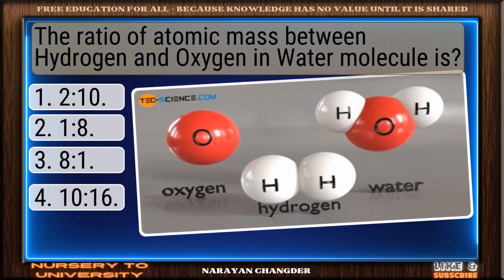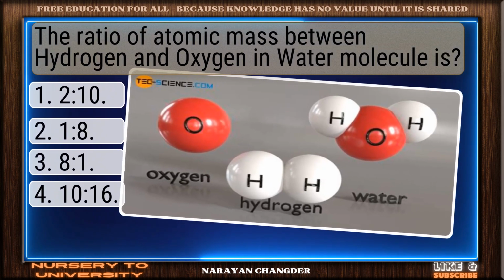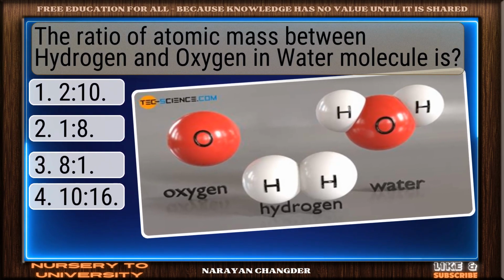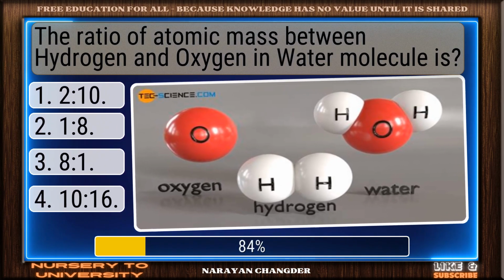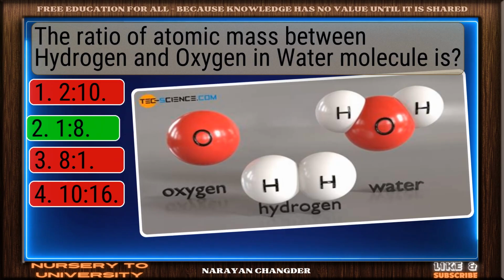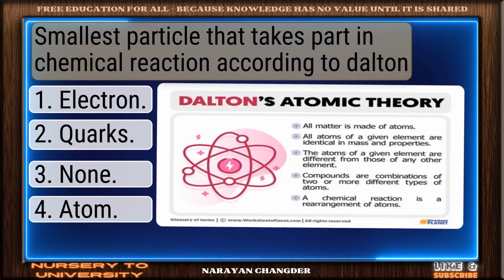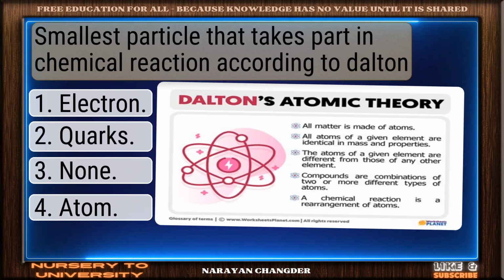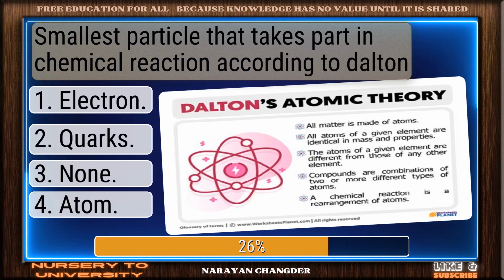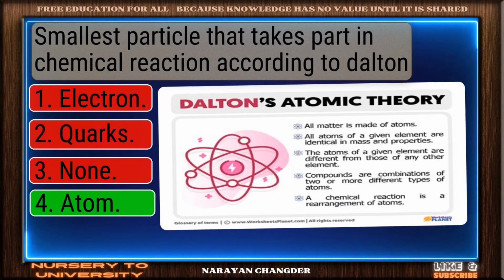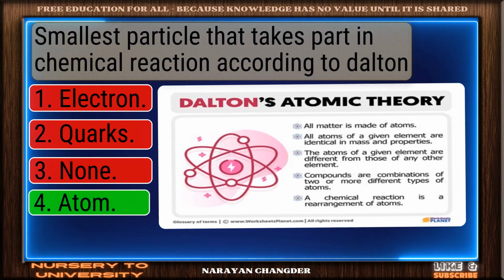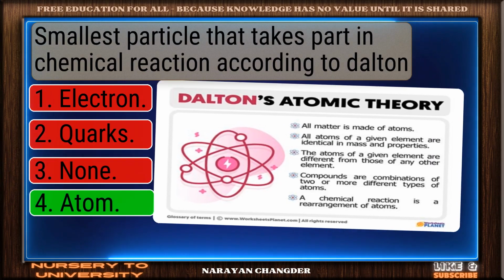Question number 68. The ratio of atomic mass between hydrogen and oxygen in water molecule is. Sharp thinking. 1/8 is the right choice. Question number 69. Smallest particle that takes part in chemical reaction according to Dalton. Good job. Your answer, atom, works well here.